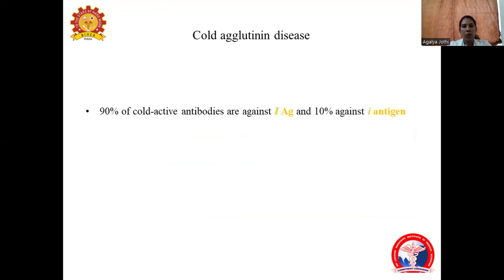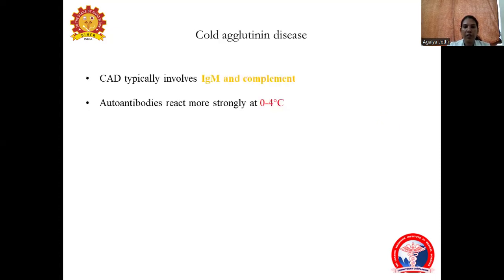Coming to cold agglutinin disease. 90% of cold antibodies are against capital I antigens and 10% against small i antigens.